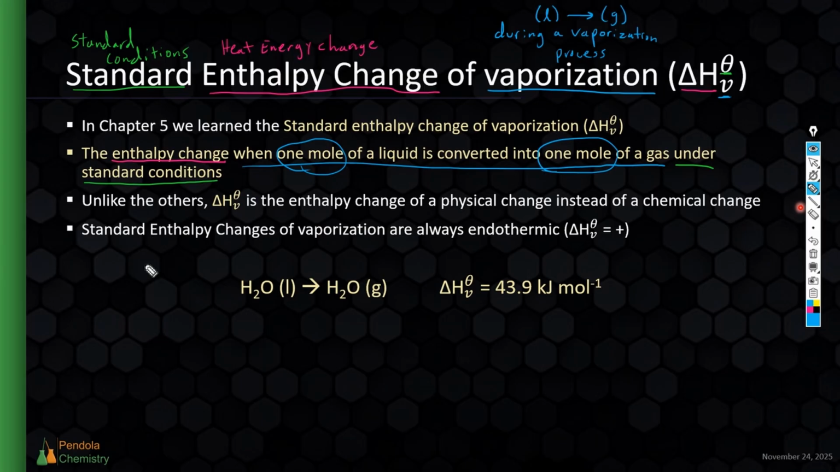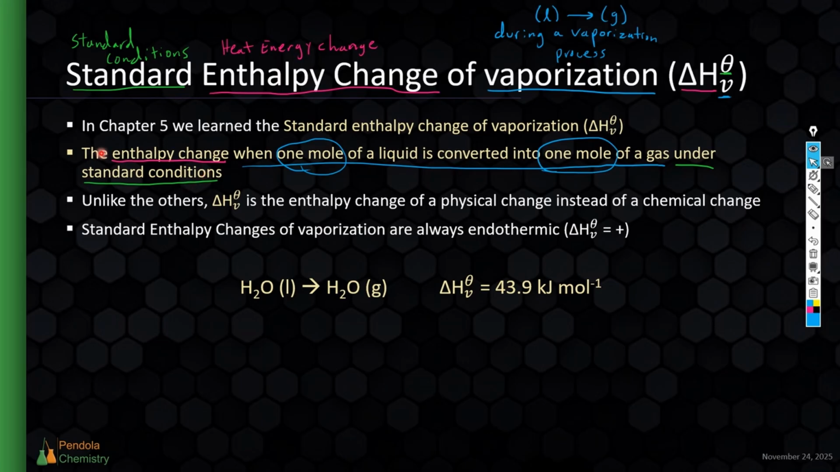If you have a definition question, it could be worth anywhere from 1 to 3 points for enthalpy change of vaporization. 1 point will mean that you get 1 point for everything. And if it's just enthalpy change of vaporization and not standard enthalpy change of vaporization, you would not include the under standard conditions. So if this was a 2-point question, you will get a point for saying the enthalpy change when 1 mole of a liquid is converted to 1 mole of a gas, and then another point for the under standard conditions.